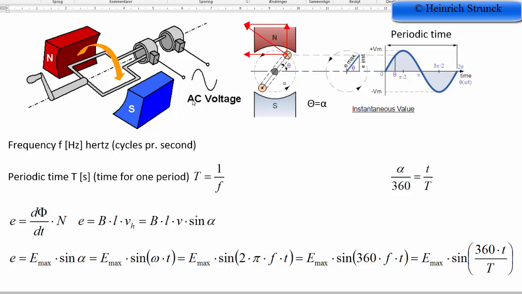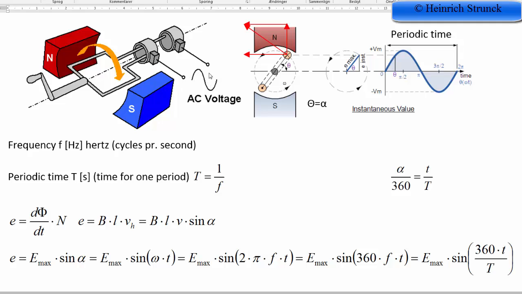That's what alternating means. Here we can see that we have a sine curve, but it could be any other curve form, and it doesn't have to be symmetrical around 0. But here, this generator generates a sine curve, and it's positive and negative.